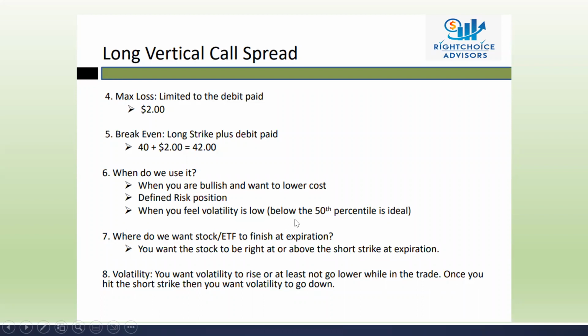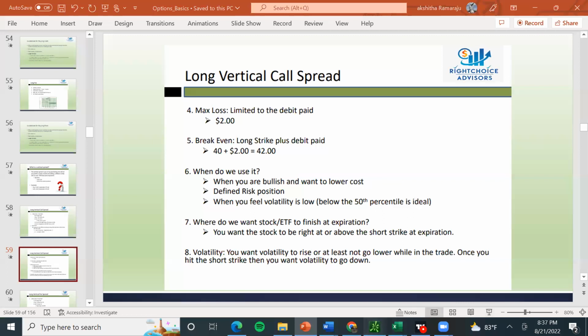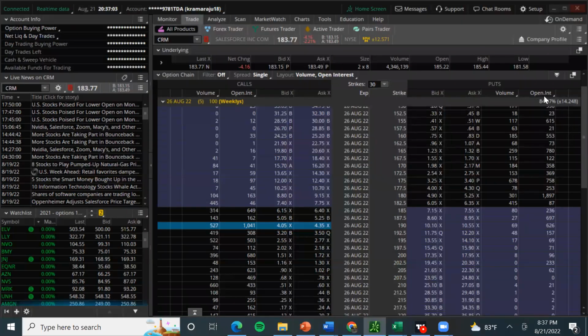And when you feel volatility is low, below 50% is ideal. Again, you know where to see the volatility. For example, here it is too high. Volatility is approximately 84.65. Here it may not be that appropriate because there is a possibility for this one to move even to 195, 200 also for CRM. Especially after earnings, there is a huge potential for the CRM stock to move a lot.